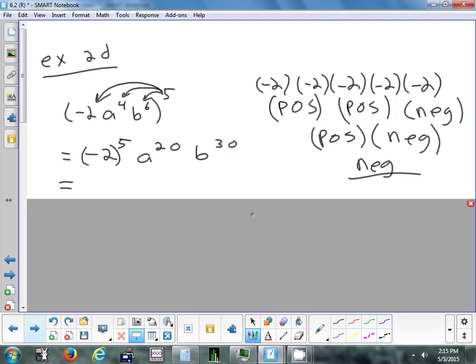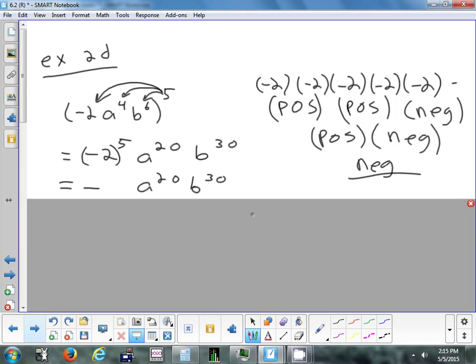the answer will always be negative. If it's a negative number raised to an even, like if you had another negative 2 on the end here, then negative times negative is positive, negative times negative is positive, negative times negative would have been positive. You would have had all positives. All right, so we know it's going to be negative.